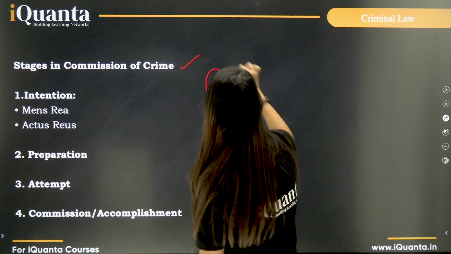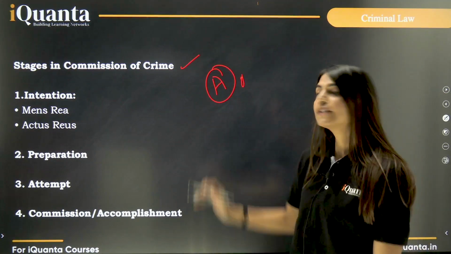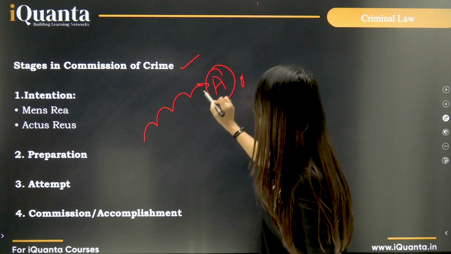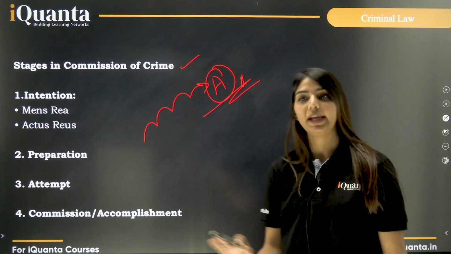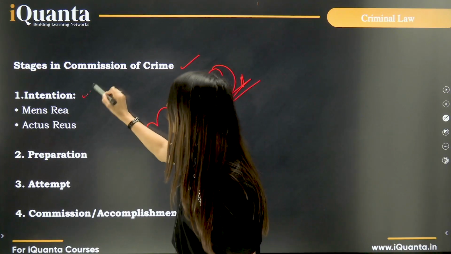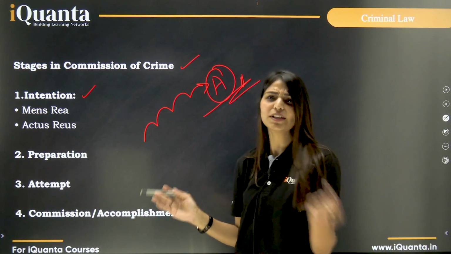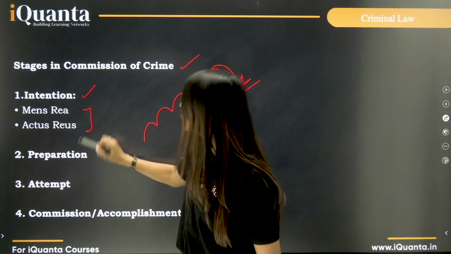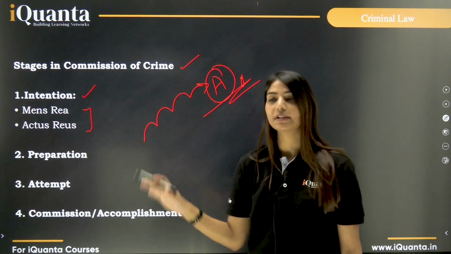Now, when we talk about the stages in crime, here a crime has occurred, okay? This is a crime A that has occurred. Of course, for this to take place, some steps need to be followed, and only then we would reach the crime A. So there are some stages of crime that are important. The first one is intention. We will deal with them in short, crisp detail in the further slides. And the two important elements of intention are mens rea and actus reus. We'll discuss them as well.